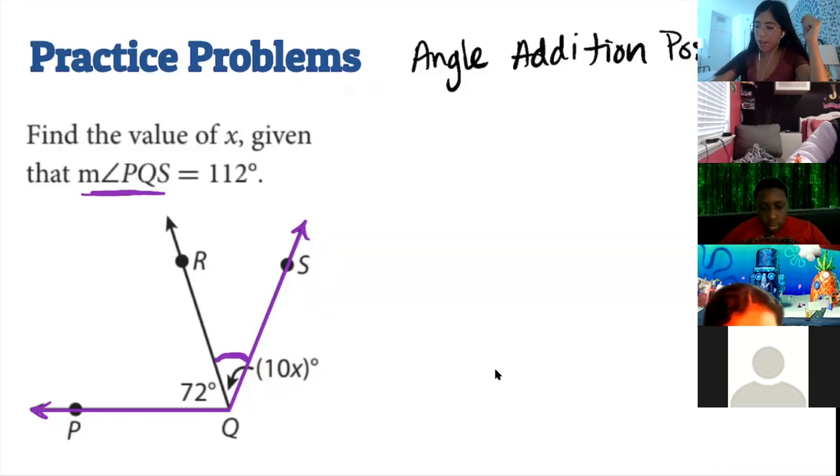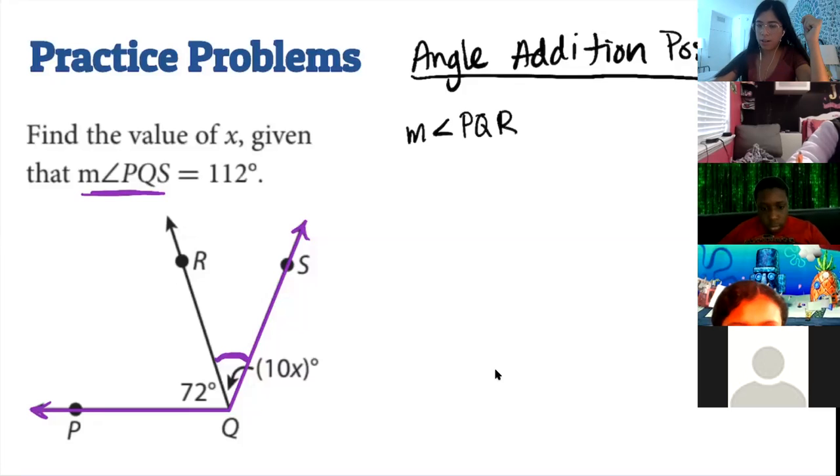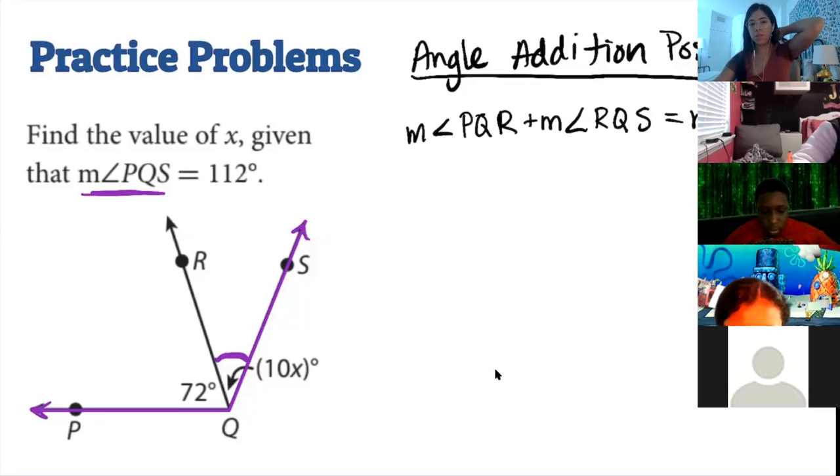So because of the angle addition postulate, I know that the measure of angle PQR plus the measure of angle RQS is going to equal the measure of angle PQS. The 2 smaller angles add up to the bigger angle. So now I'm going to fill in what I know. PQR is given to me. They already tell me PQR is 72 degrees.